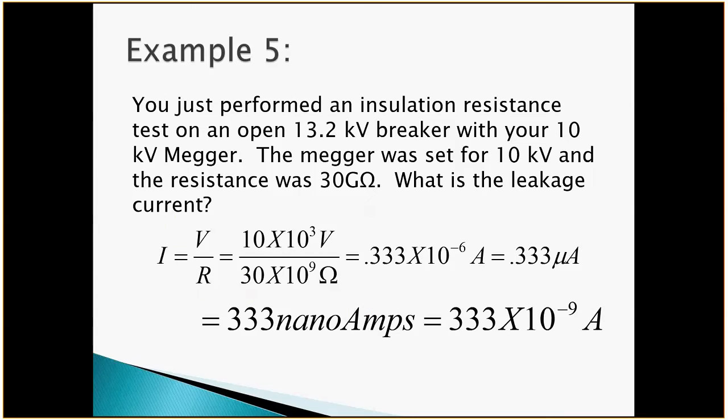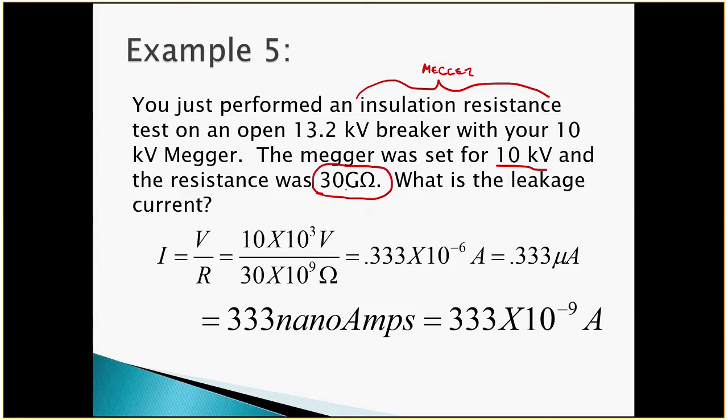Okay, one more example before we move on to something a little more elaborate. You've just performed an insulation resistance test. And for those of you that are new, you just did a Megger test. You just performed an insulation resistance test on an open 13.2 kV breaker with your 10 kV Megger. The Megger was set for 10,000 volts, and the resistance that you read was 30 gigaohms.